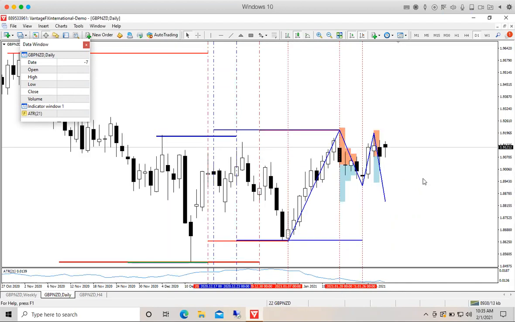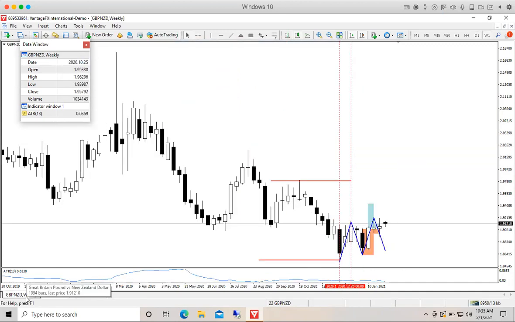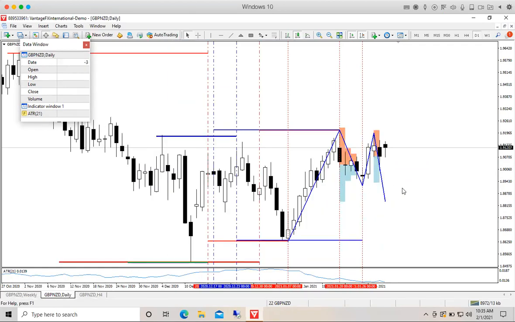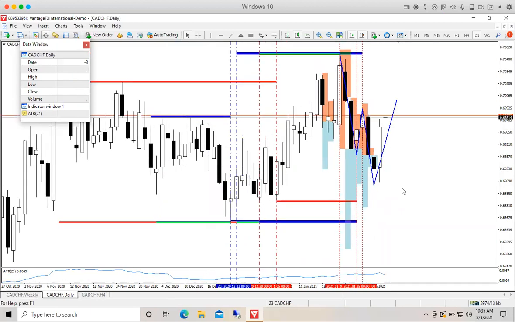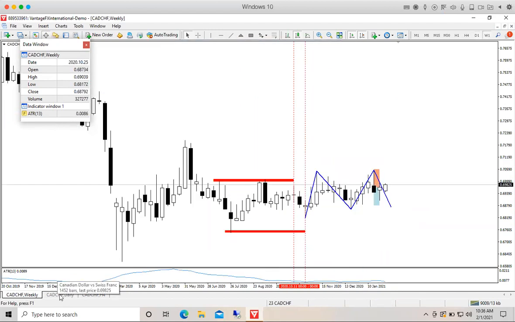Okay, don't want to run out of time, so let's just have a quick look at these. Overlay here on GBP NZD inside of the channel on daily, certainly flat on weekly. CAD Swiss moving out of the GBP crosses. Likewise, we've only looked at overlays on this, ended up having a really small winner last week. Nothing really interesting happening here.